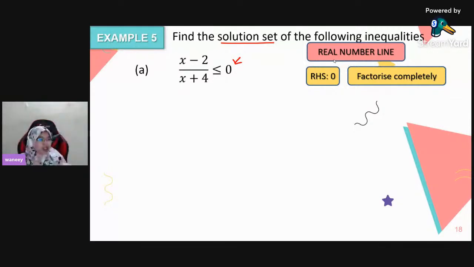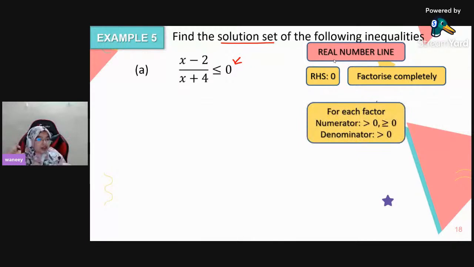Okay, next, what should we do? For each of the factors, we are going to let them be greater than 0. So numerator, it can either be greater than 0 or greater than or equal to 0. This one totally depends on this symbol over here. Do you have an equal sign or you don't have any equal sign? If you have an equal sign, therefore you should choose greater than or equal to 0.